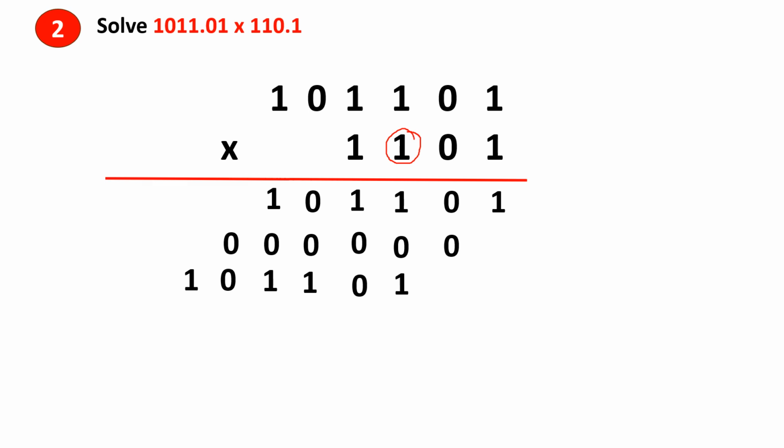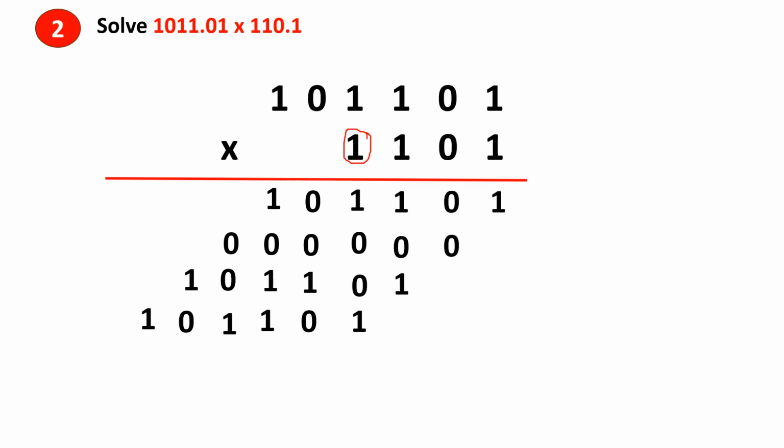Next let us take the next bit and proceed in the same way, and the answer will be, we'll start it from the fourth position. So 1 into 1 is 1, then 1 into 0 is 0, then 1 into 1 is 1, 1 into 1 is 1, 1 into 0 is 0, again 1 into 1 is 1.